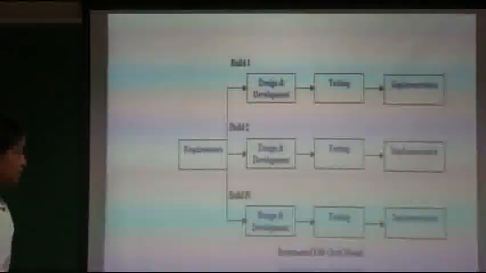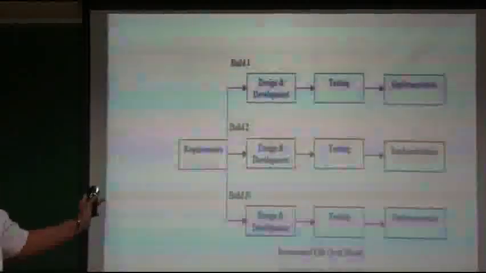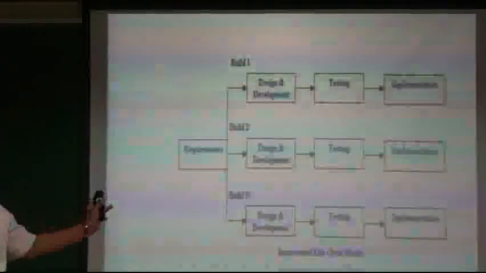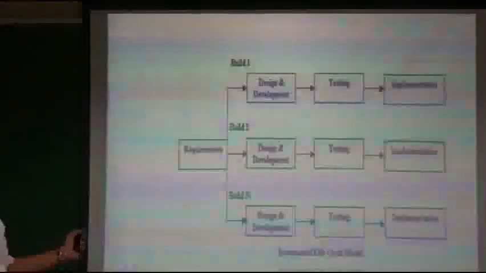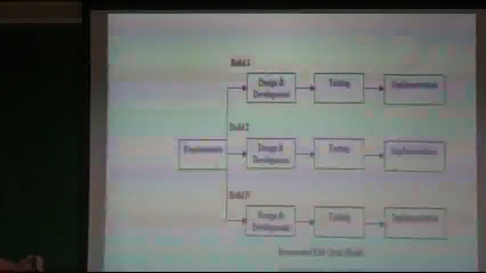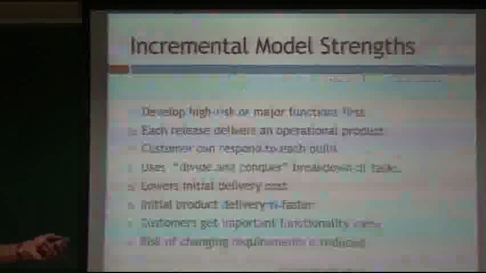This is like build 1, design and development, testing, implementation. Build 2, design and development, because still the requirements are common. Requirements, planning, analysis, everything is common. After that, one design part is common, and it will design each function separately. Then finally, in the final product you will get all the models with the additional functions.